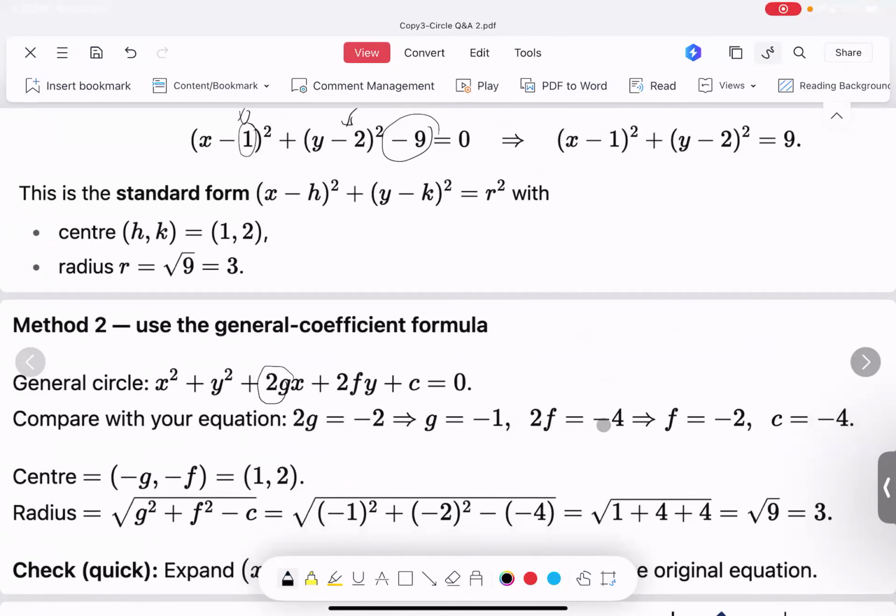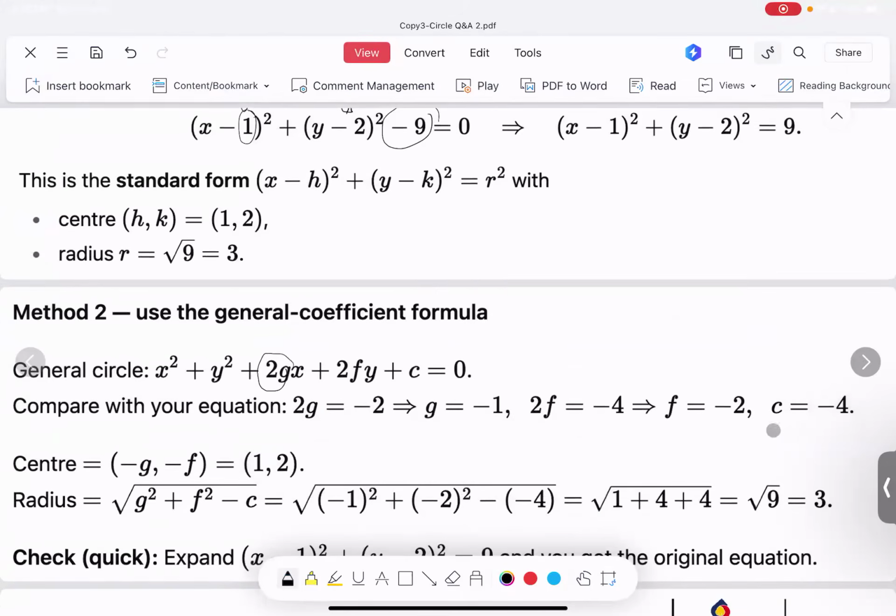2f is equal to negative 4. f is equal to negative 4 divided by 2, so it's negative 2. c, based on the question, is negative 4. So now you have g, you have f, you have c.